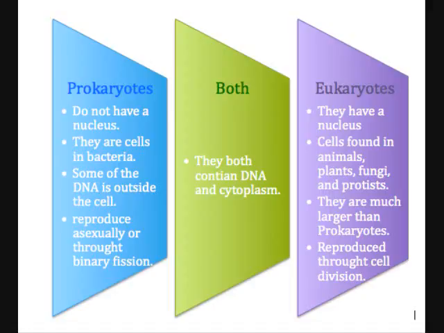Prokaryotic cells do not have a nucleus. They are cells in bacteria. Some of the DNA is outside the cell, and they reproduce asexually. Eukaryotic cells have a nucleus. Cells found in animals, plants, and fungi. They are much larger than prokaryotics. They reproduce through cell division. They both have DNA and cytoplasm.